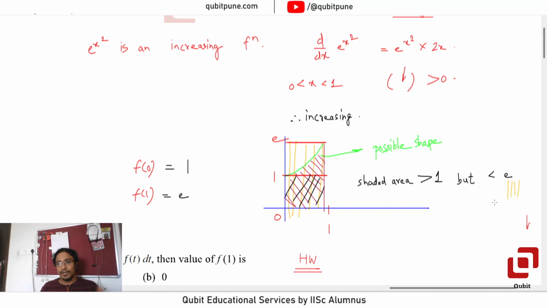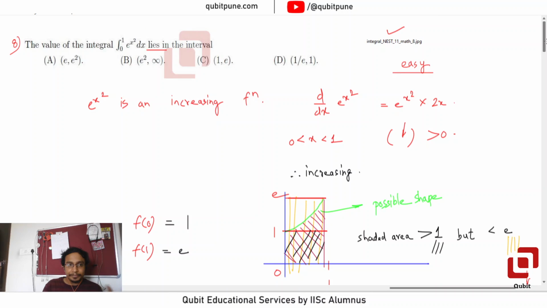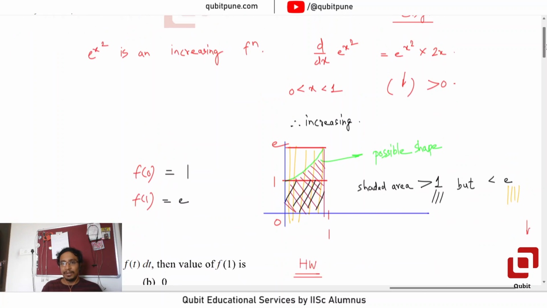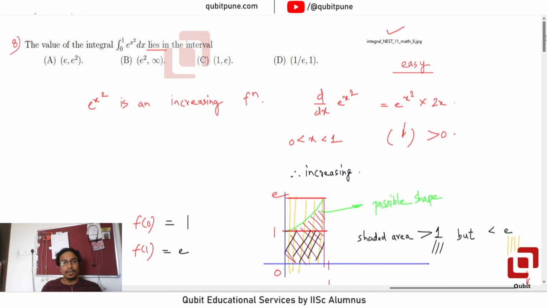Please raise your hands if you are understanding what I just said and what Nabil said. Correct? So you can use this inequality to solve this particular question. So what is the right answer? Greater than 1, less than e. Greater than 1, less than e, option C.